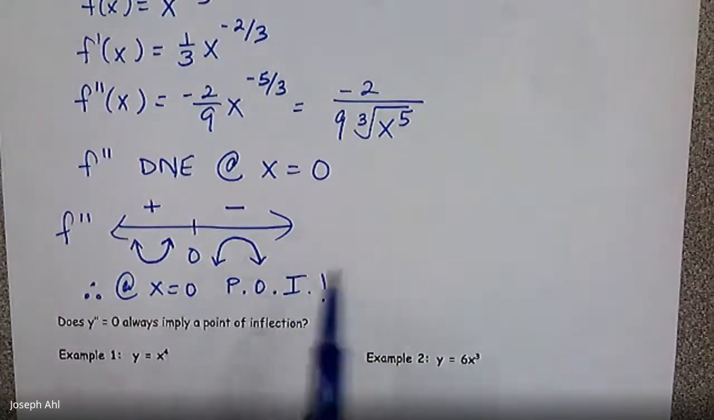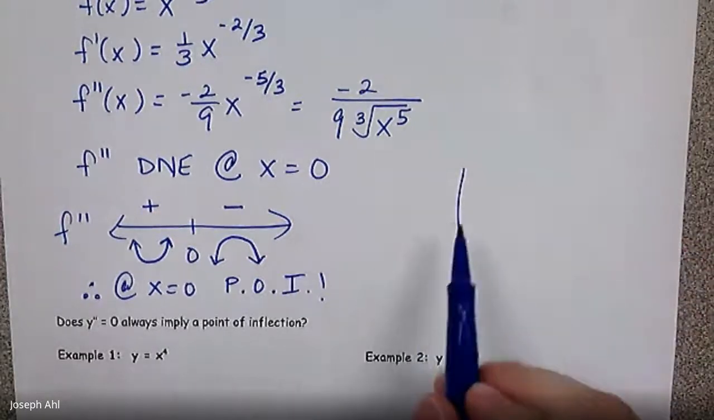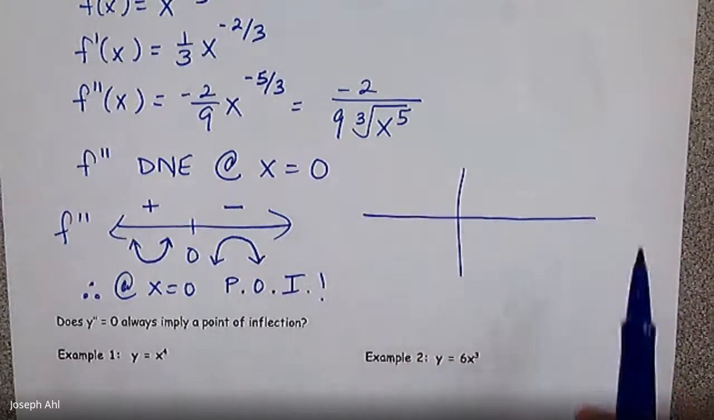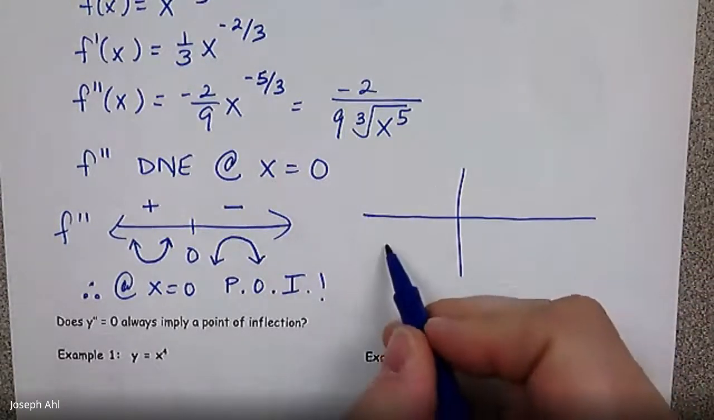All right, so if we have a point of inflection there, let's just confirm graphically that that is true. It would happen at the point 0, 0 if you plug it into the original. Yeah, we know what cube root of x looks like.